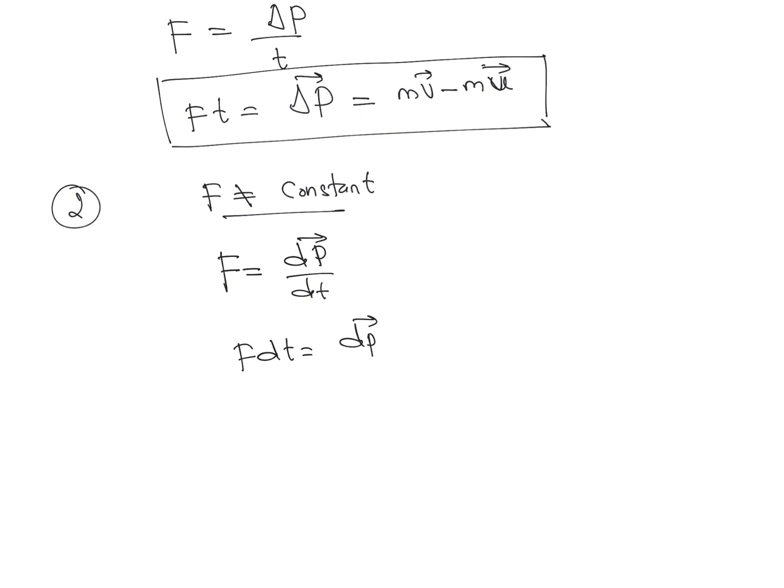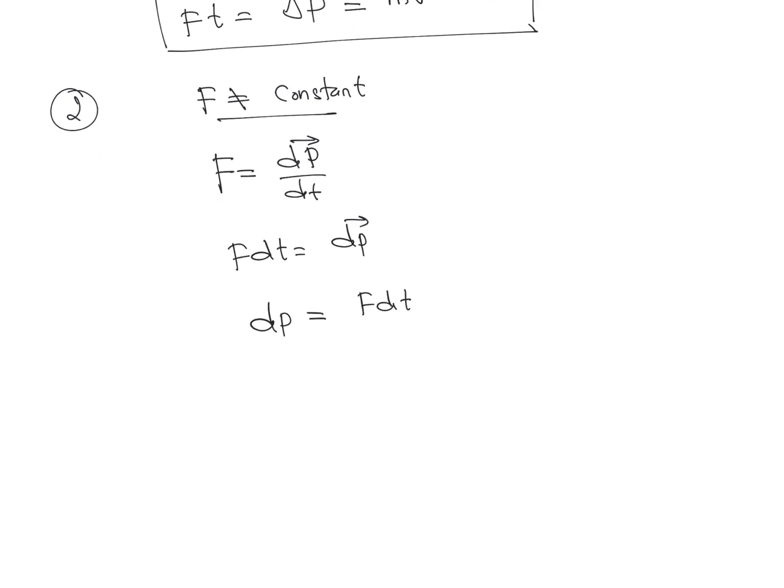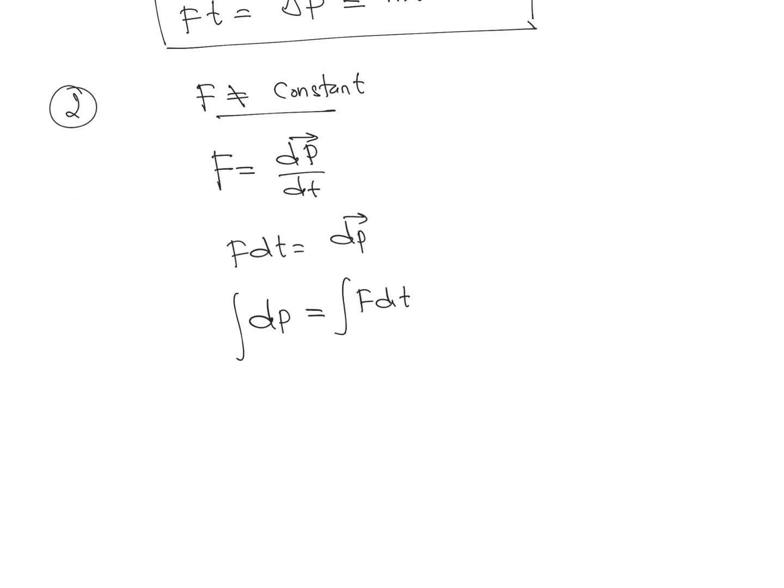Now if you want to find out the value of total change in momentum, as instantaneous change in momentum is F into dt, so for the total change in momentum, we can go for integration of F dt within the specified limit of time from t initial to t final. So integration of dp will give the value of delta p, or change in momentum, that will give the value of impulse, which is equal to integration of F dt with the proper limit.